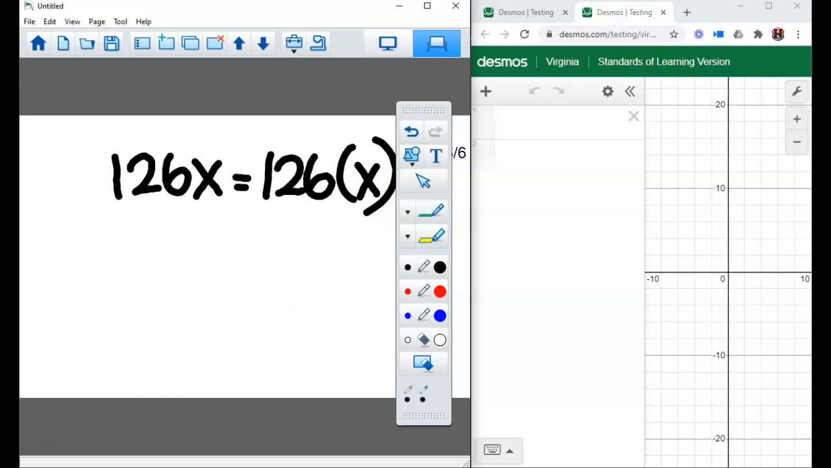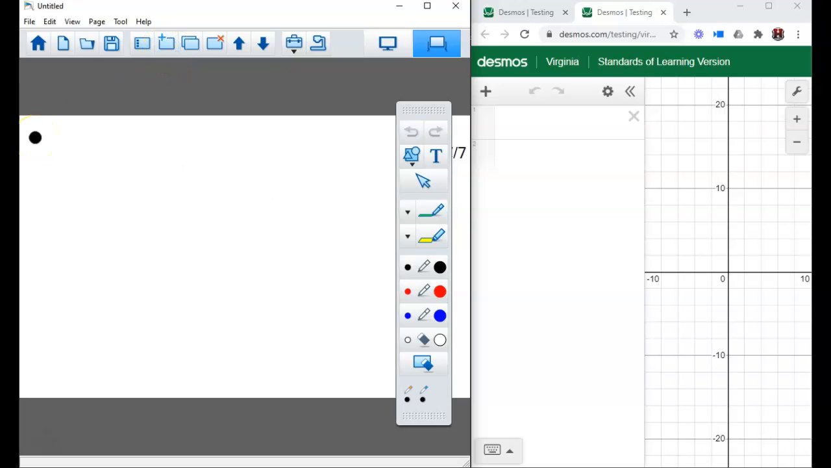So you are going to need to add parentheses to these problems if x is being raised to any power or if x is being multiplied by any number. So that's how we're going to handle this. All right, so let me show you how to do some of these.